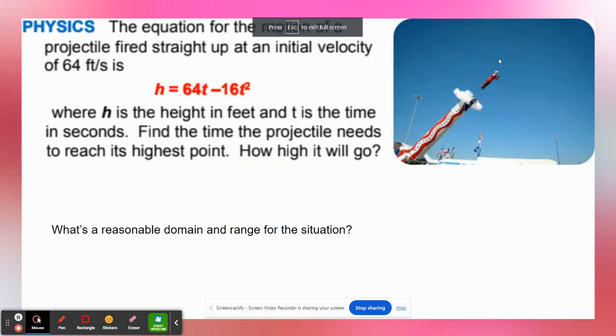All right, physics. The equation for the motion of a projectile fired straight up at initial velocity of 64 feet per second is h equals 64t minus 16t squared, where h is the height in feet and t is the time in seconds. Find the time the projectile needs to reach its highest point and how high will it go? What's a reasonable domain and range? Well, again, we need to change our t for time to x and our h for height to y. And we also need to put this into standard form. So we need to put our t squared first before the t.